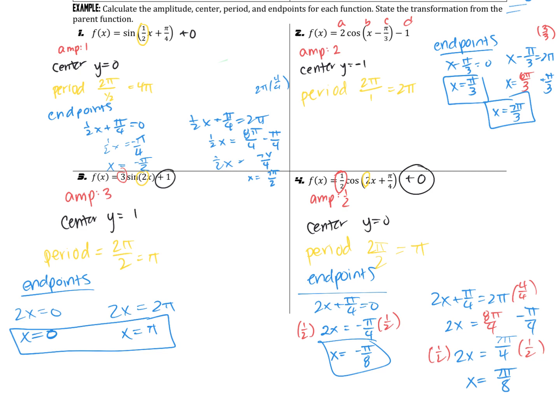Just like with other chapters, we could also be asked to identify what a transformation is, so we can use that up, right, left, down transformations, the different pieces of them. Or we could be asked to transform a function now that we know these new functions, sine and cosine.